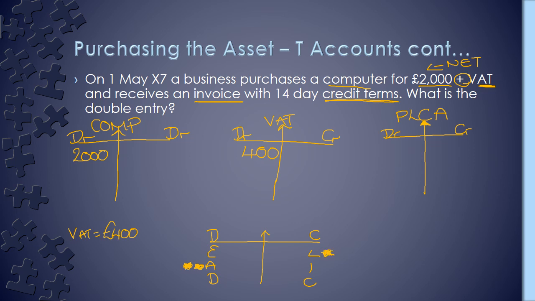So here you can see how the double entry works. We've got 2,000, we've got 400, which makes up our gross amount for the computer, 2,400. And then our opposite side to that is going to go to the purchase ledger control account because we've bought it on credit terms. So we're increasing our liability. So we put the full amount, the gross amount of that purchase, into the purchase ledger control account.